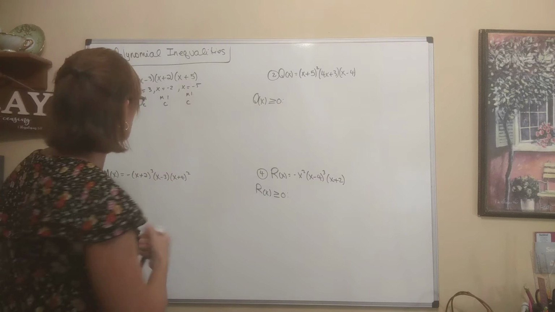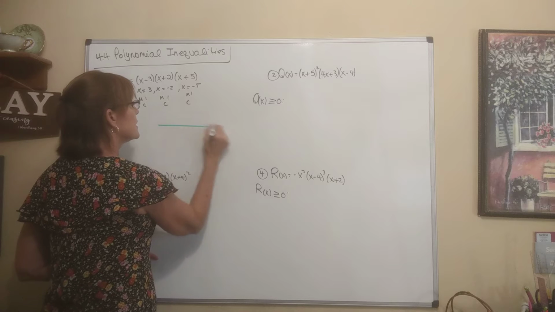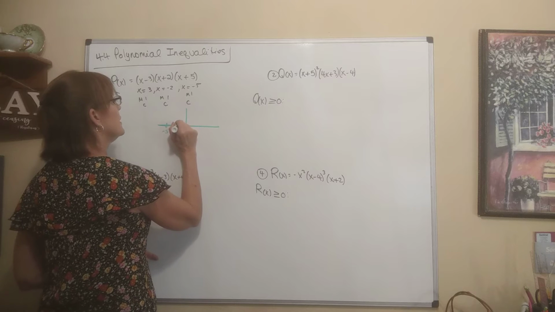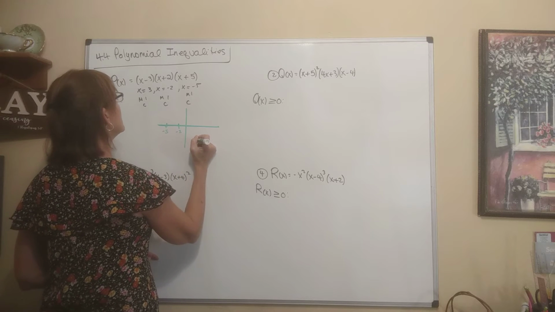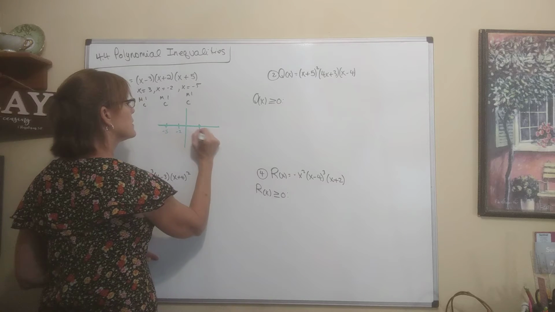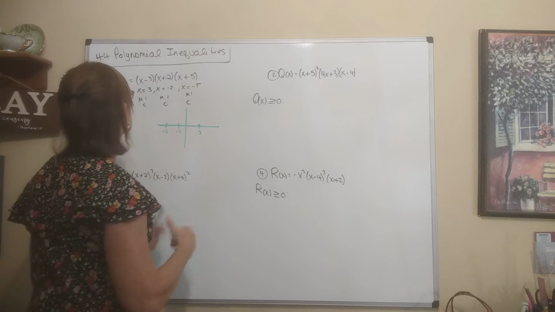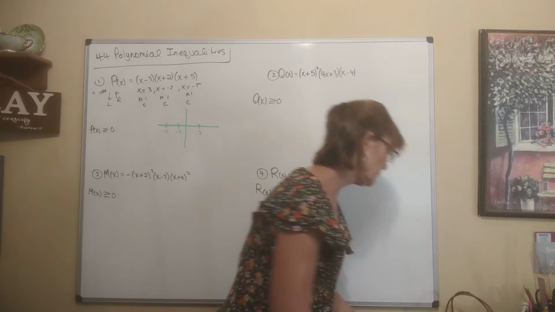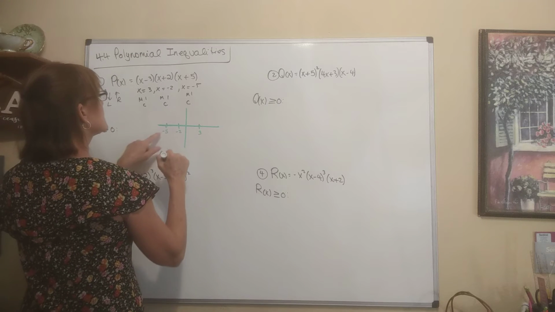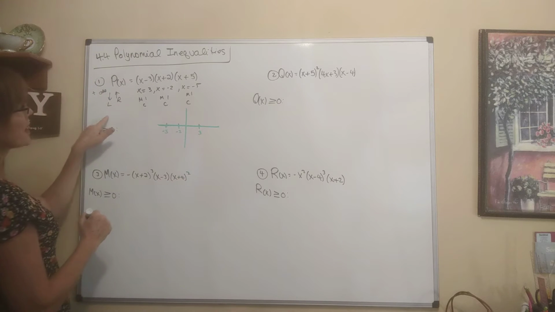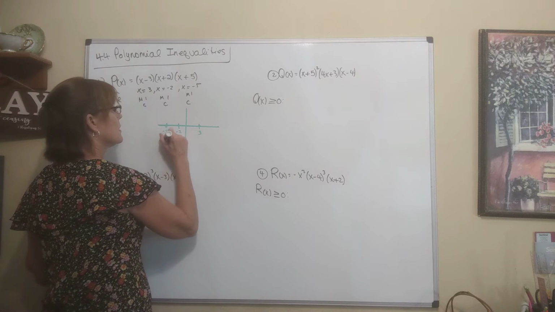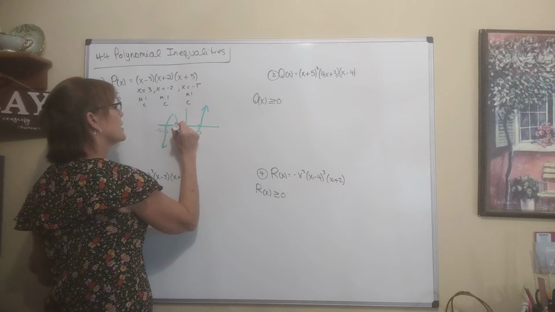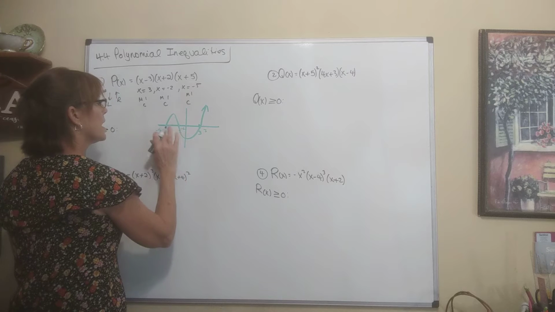Let's sketch him. Here is my grid. Let's mark our places. We have -5, -2, and then we have 3. So let's sketch him. He's going to cross, cross, cross. And how does he start? He starts down left. So I'm starting down, and I'm going to cross, and cross, and cross. This is what this looks like. Now it's -5, -2, and 3. Okay, that is what my graph is.